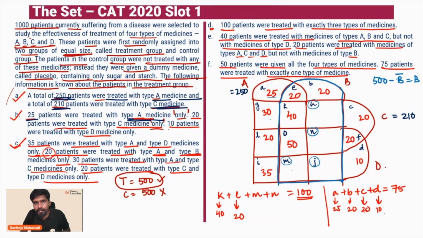So 25 plus 35, 60 plus 30 plus 20, 25 plus 30 plus 20 plus 35, 60 plus 50, 110 plus 20, 130 plus 20, 150 plus 10, 160 are outside. So the number of people receiving vaccines from B should be 340 ideally.